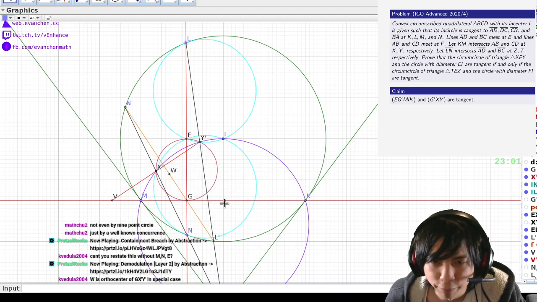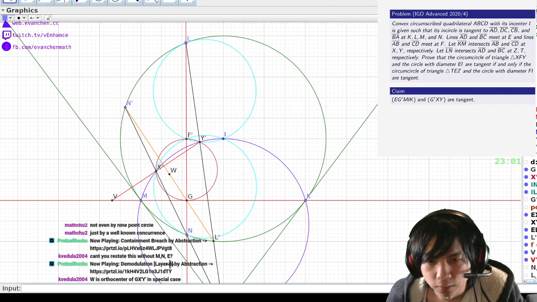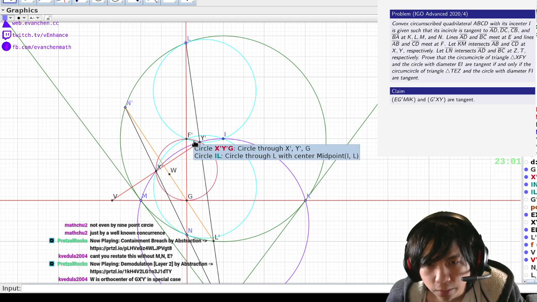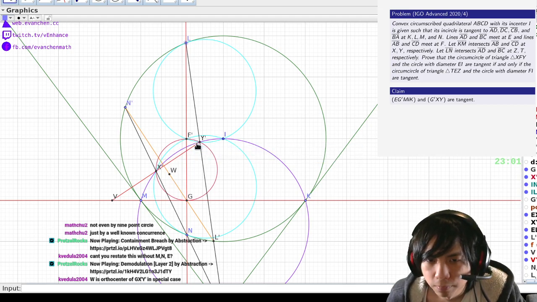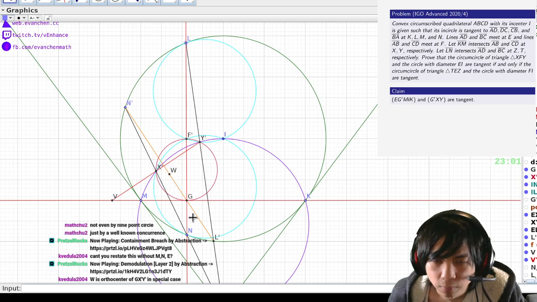Like X prime F prime Y prime is an angle I can compute because F prime Y prime I can dilate to N L prime and X prime F prime is N prime L. So yeah, that's the difference of these two. Meanwhile, what is angle X prime G Y prime? I don't freaking know.